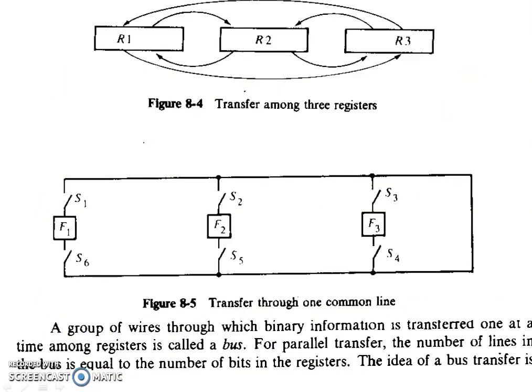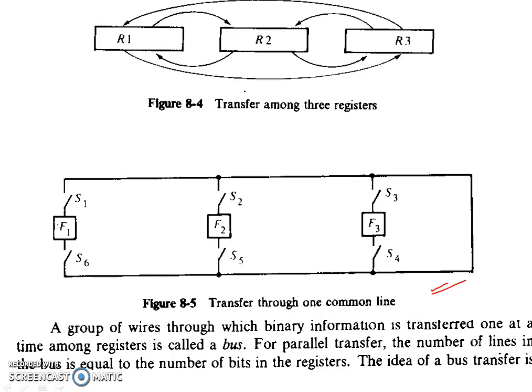Now, if a sequential transfer is being done, what happens? This much data path will be there. That is, if there are 3 registers, the data paths available will be 6: R1 to R2, R2 to R1, like that. So in order to reduce the number of data paths, we can group the wires into some representation like that given over here: a common line, with transfer through one common line.